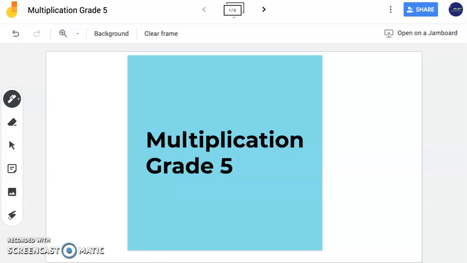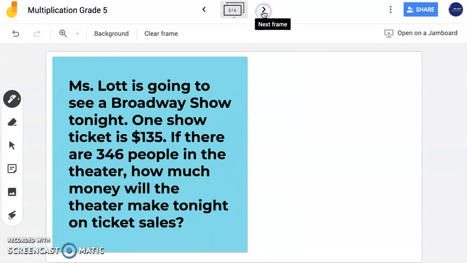Hello, today we're going to review all the different strategies to multiply numbers. The first strategy I'm going to do when we solve this problem is just the standard algorithm. But first, let's read this problem.